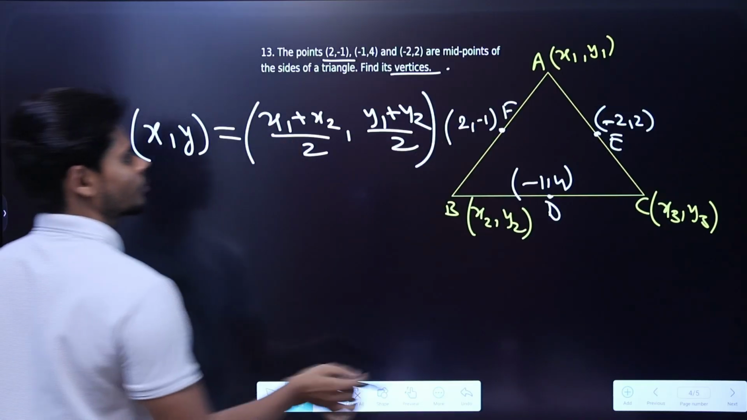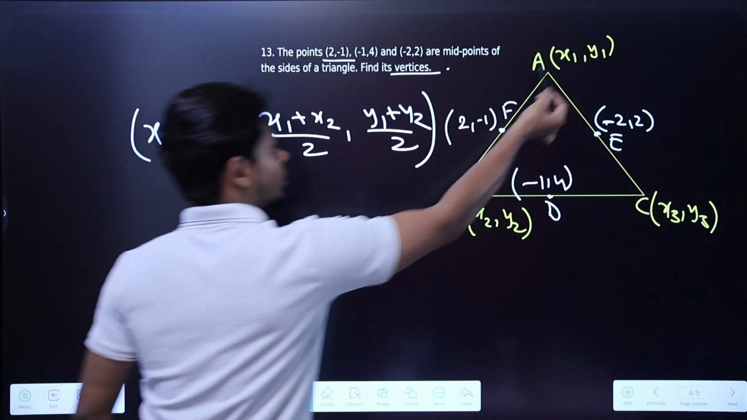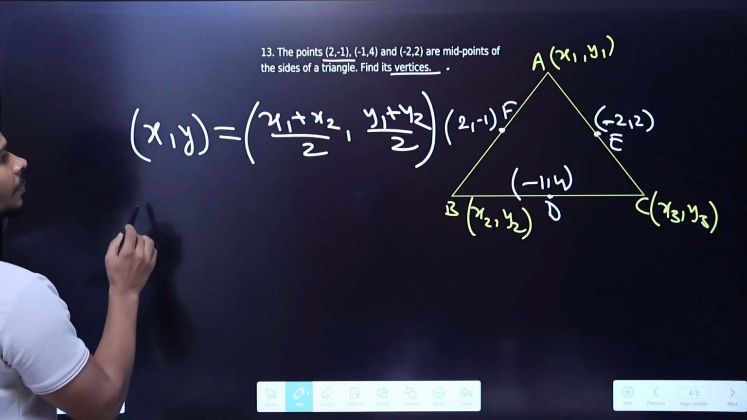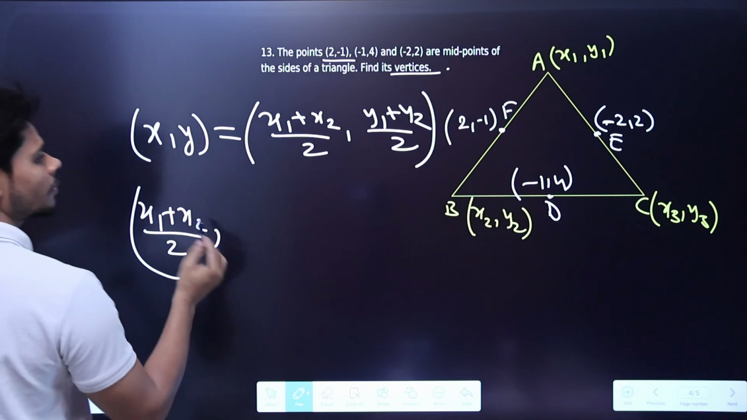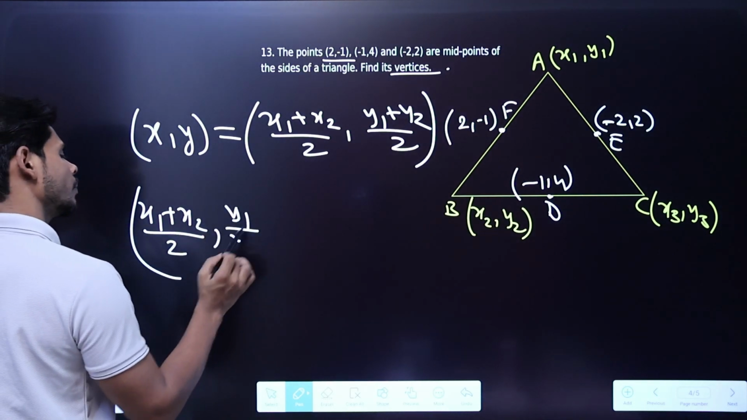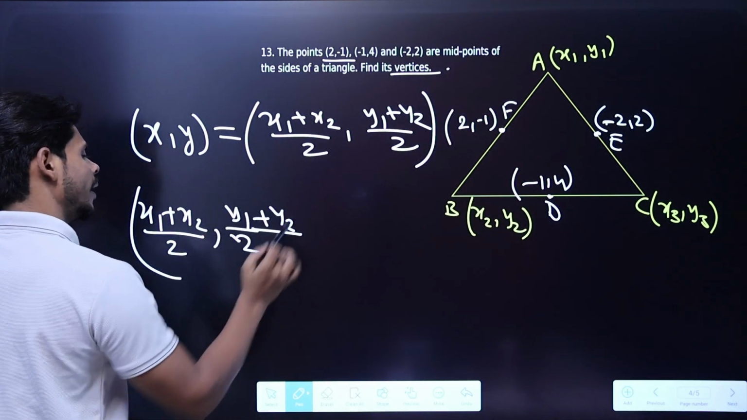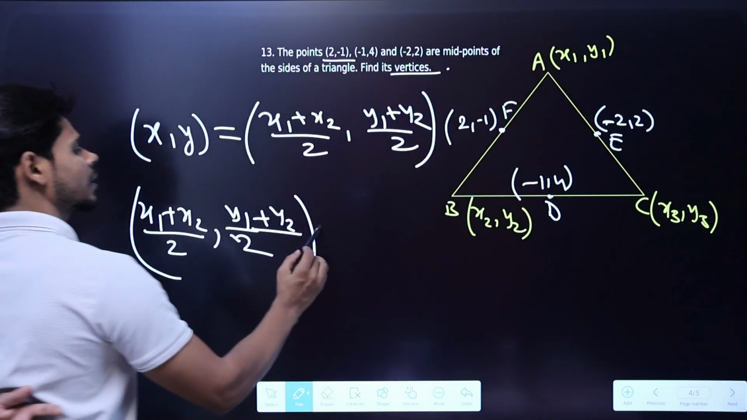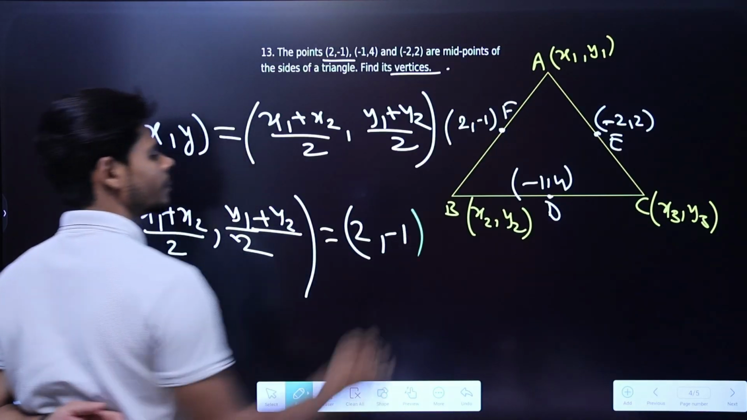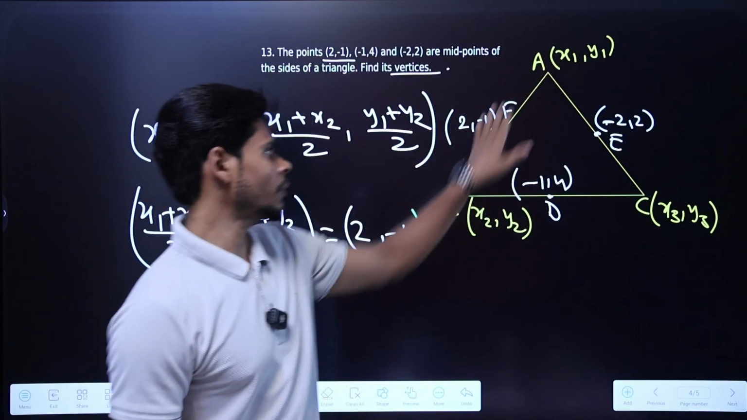Okay, fine. Listen carefully. We already know that the midpoint of AB will be (x1 plus x2)/2 and (y1 plus y2)/2, right? Here we have already named it as x1 and y1, so no problem. Now it is nothing but (2, -1), because the midpoint of AB is this.